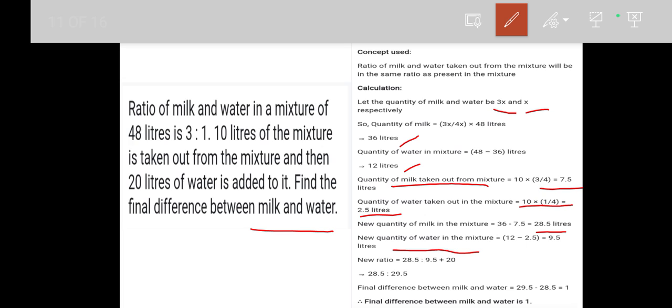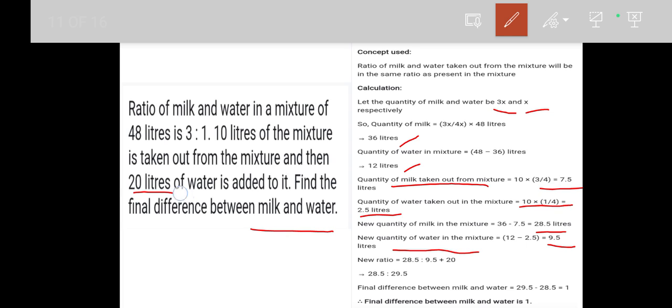And the new quantity of water in the mixture will be what? 12 liters initially. From that 2.5 is removed, so we have 9.5. So our new ratio becomes 28.5 is to 29.5. From where did this 29.5 come?